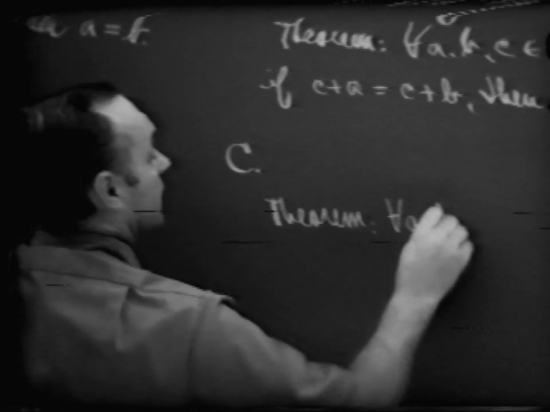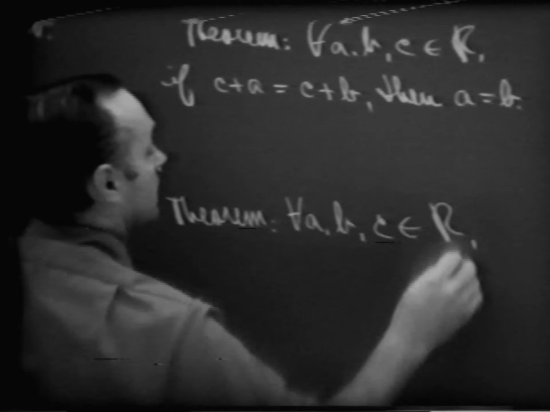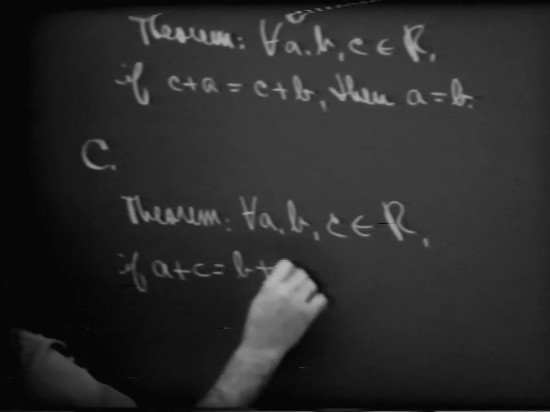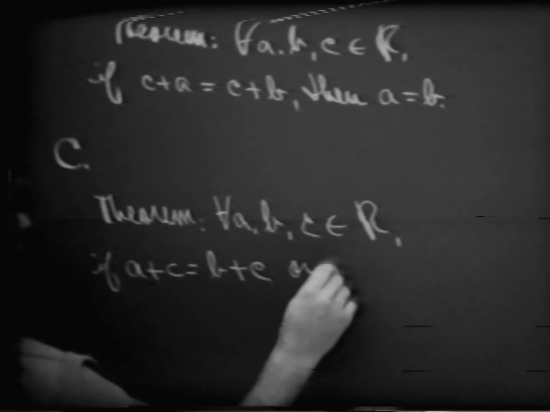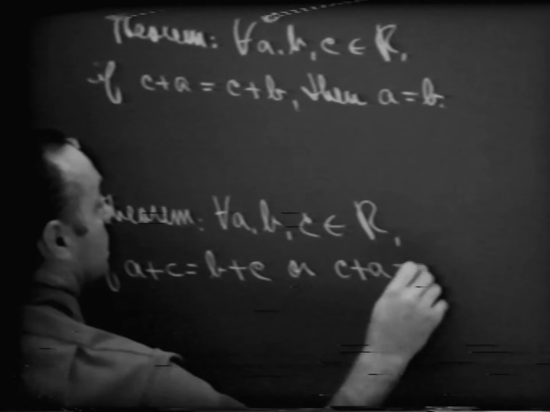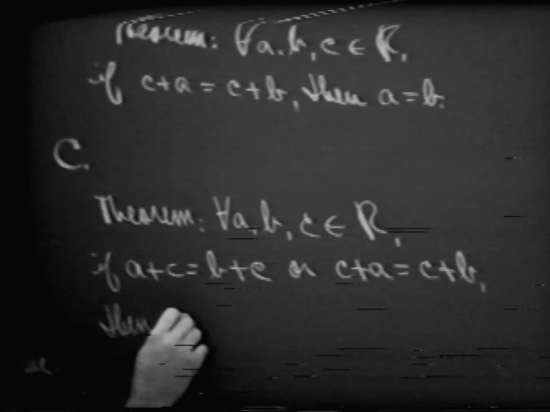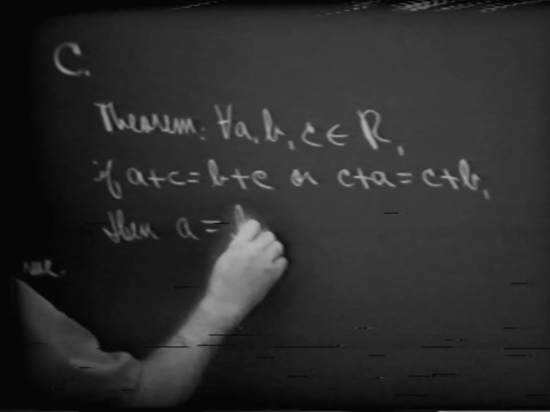For every A and B and C belonging to the set of real numbers, if A plus C is equal to B plus C, or C plus A is equal to C plus B, then our conclusion is that what? A is equal to B.